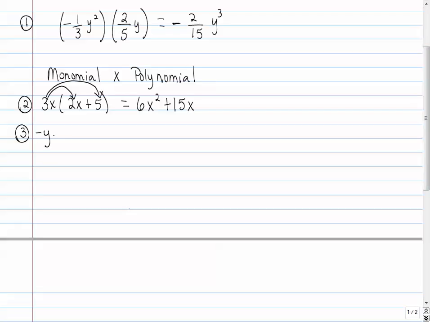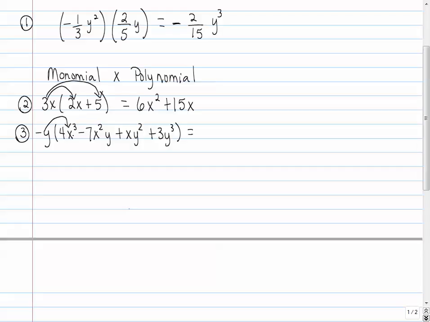All right, next up we have negative y times 4x cubed minus 7x squared y plus xy squared plus 3y cubed. So we have to multiply that negative y times everything in the parentheses. Okay, so let's start with negative y times 4x cubed.